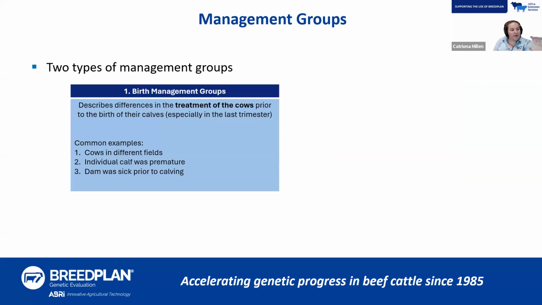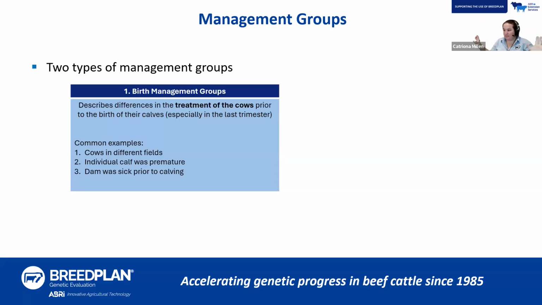of management groups. The first is birth management groups, and that's for birth weight and calving ease traits supplied alongside those measurements. And really what we're doing there is allowing you to describe any difference in the treatment of the cows prior to the birth of their calves that may have impacted the calves' performance, especially any differences that occurred in the last trimester. So common examples are cows in different fields. If you have got cows in one field over here and then cows on agistment on a different property, they're running under different environmental conditions.